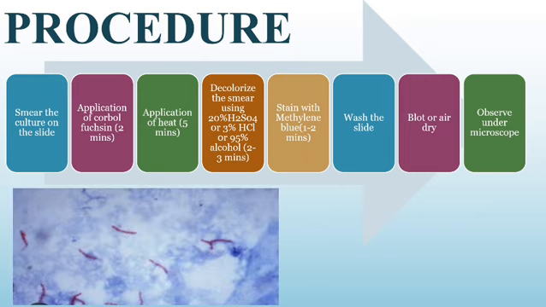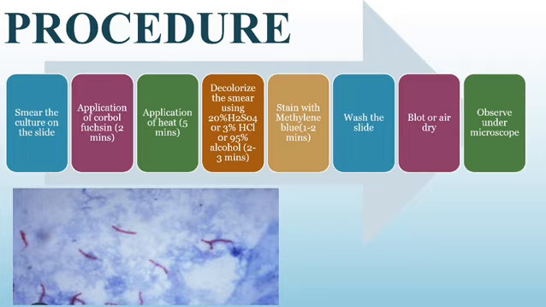We'll move into the procedure for your acid fast staining. First, smear the culture on the slide. It should be an even thin smear, which helps in the even distribution of the microorganisms on your slide. Next, apply your carbol fuchsin as your primary stain for 2 minutes. Now apply heat for 5 minutes, which helps in the easy penetration of your primary stain into the cells despite the presence of this mycolic acid layer.